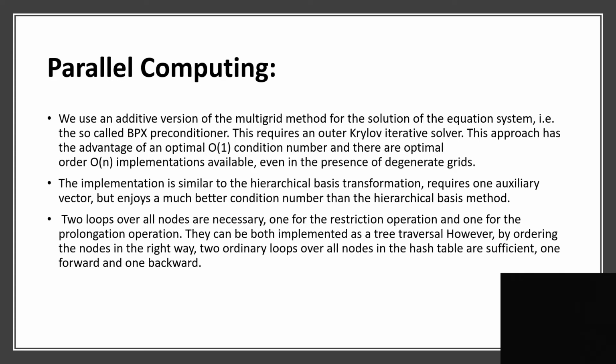This implementation is simpler than the hierarchical basis transformation method. It only requires one auxiliary vector, and it also enjoys a better condition number than the hierarchical basis method requires.